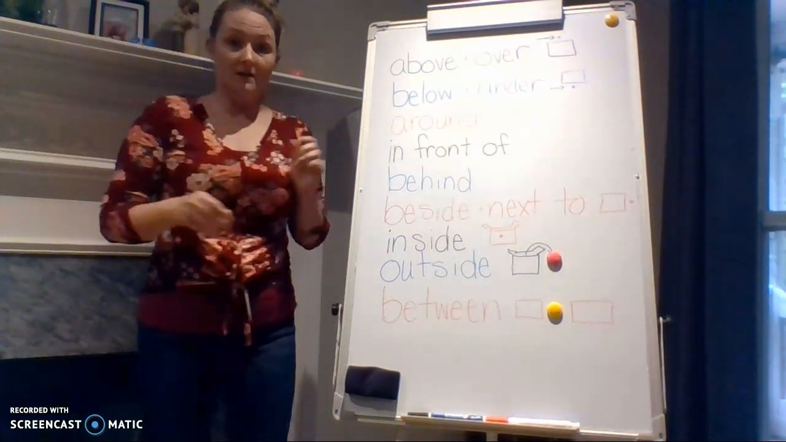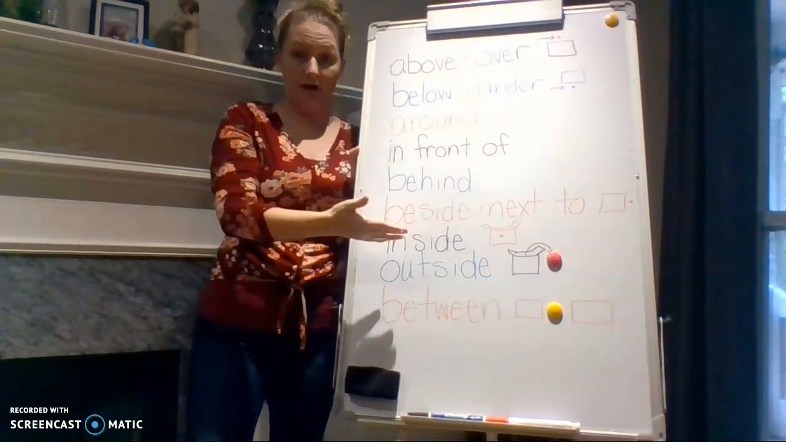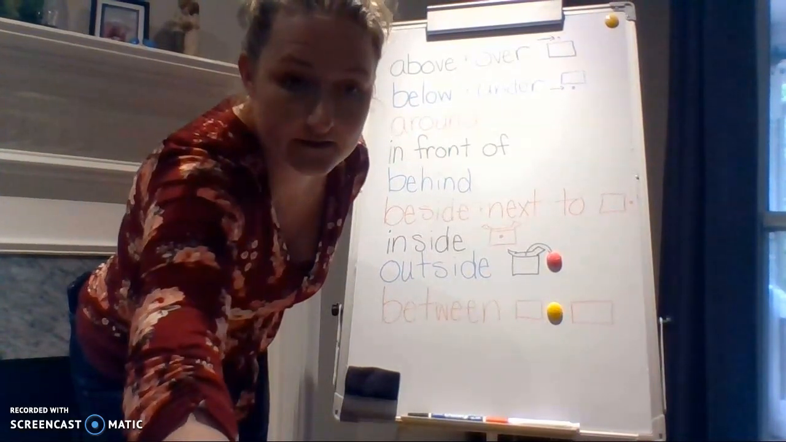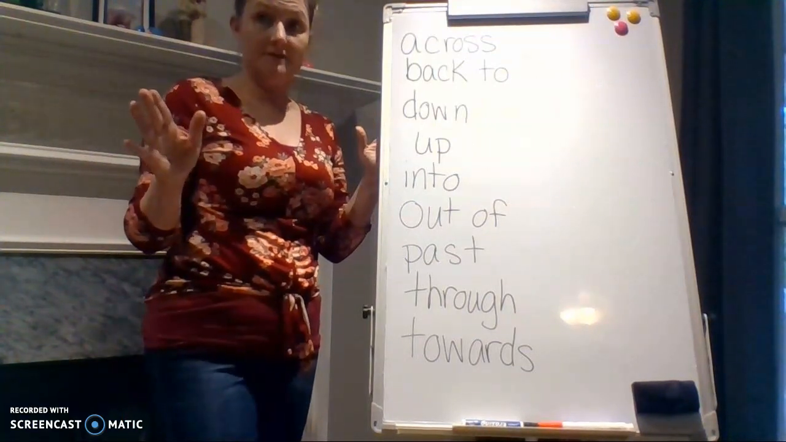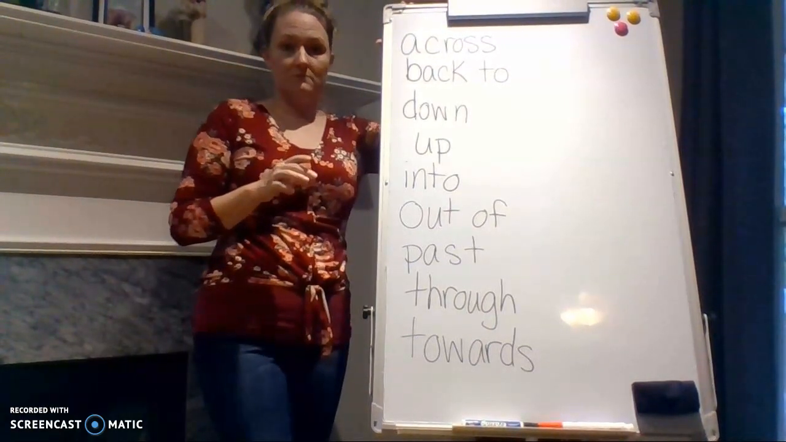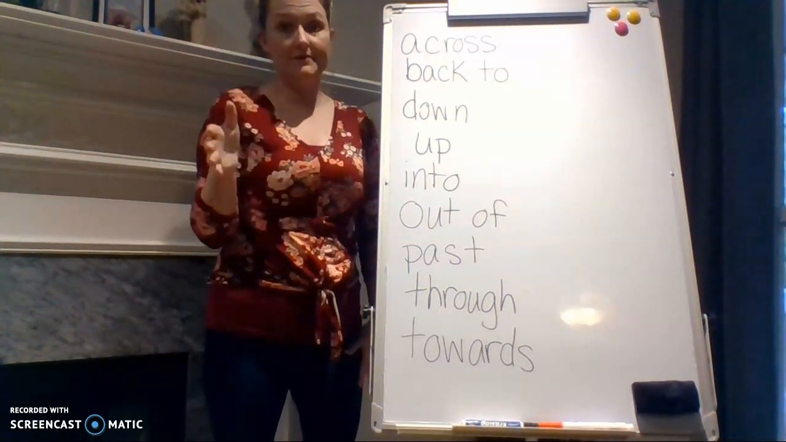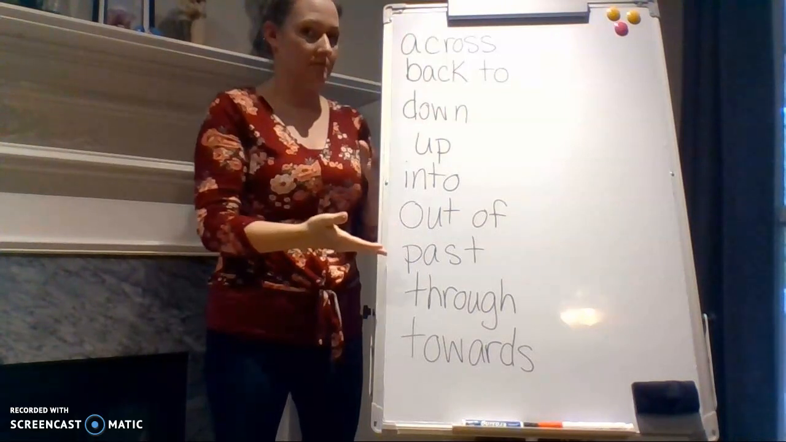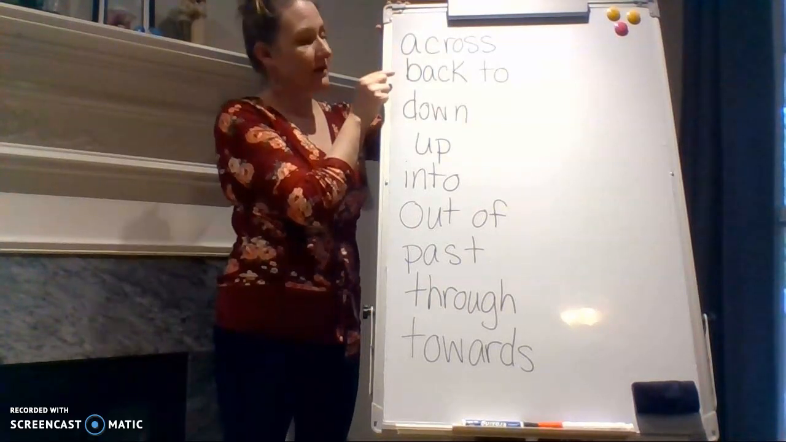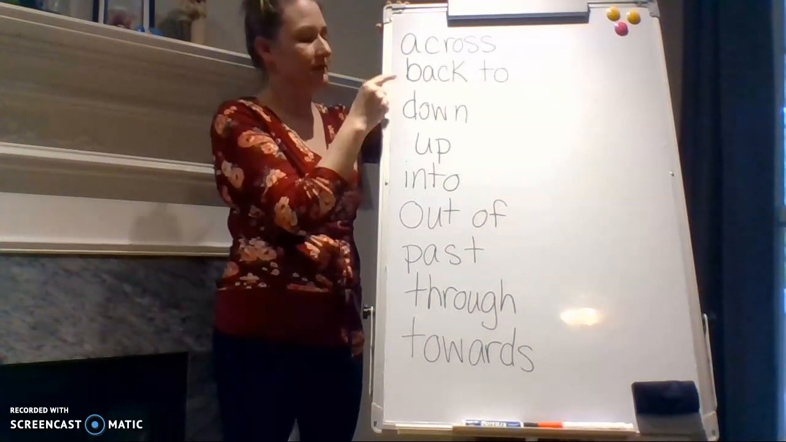Okay? So I'm going to pause it, and I'm going to show you some other prepositions, but I need to erase my board. So give me just a couple of seconds. And I'm back. So we have some more words. Okay, these are going to be movement words. So I'm going to read them, and then my kids are going to show you how each of these looks in person. So we have the word across. We have back to. You've probably heard that before. Go back to your seats.